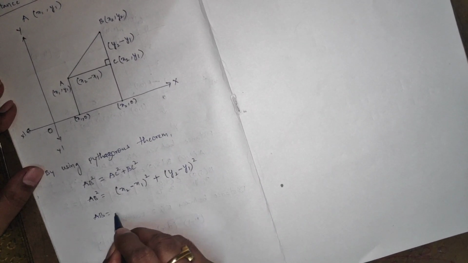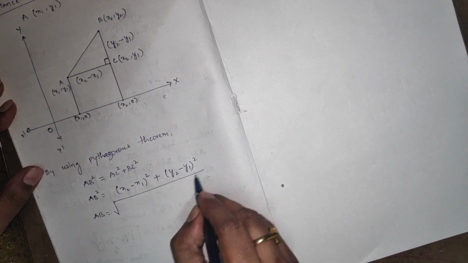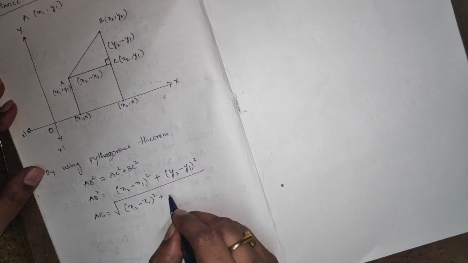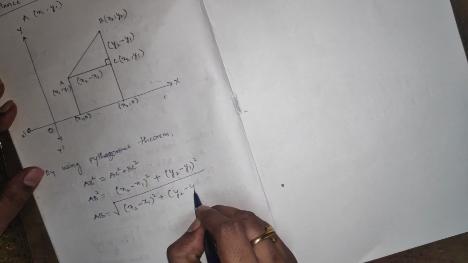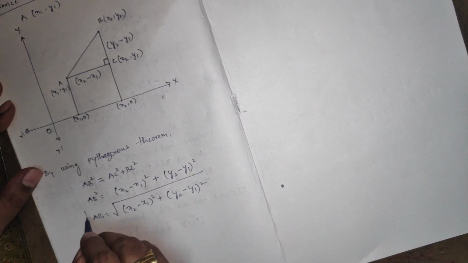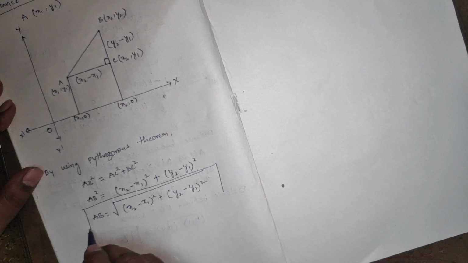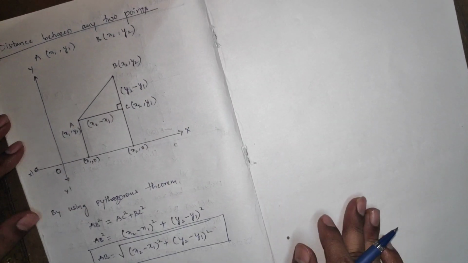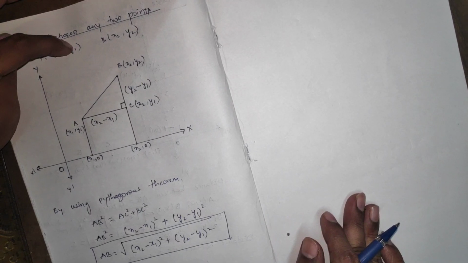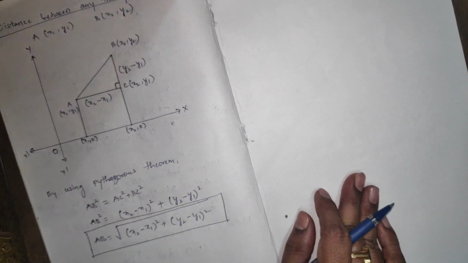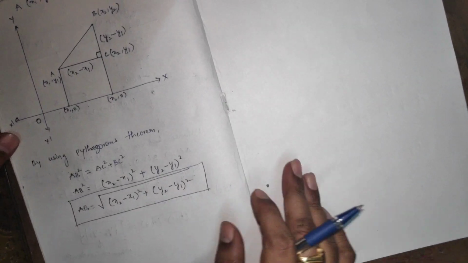Now after transposing the square to the RHS, what will we get? AB is equal to square root of x2 minus x1 whole square plus y2 minus y1 whole square, and this is the derivation of the distance between any 2 points whose coordinates are x1 comma y1 and x2 comma y2. The distance between these 2 points is root of x2 minus x1 whole square plus y2 minus y1 whole square.